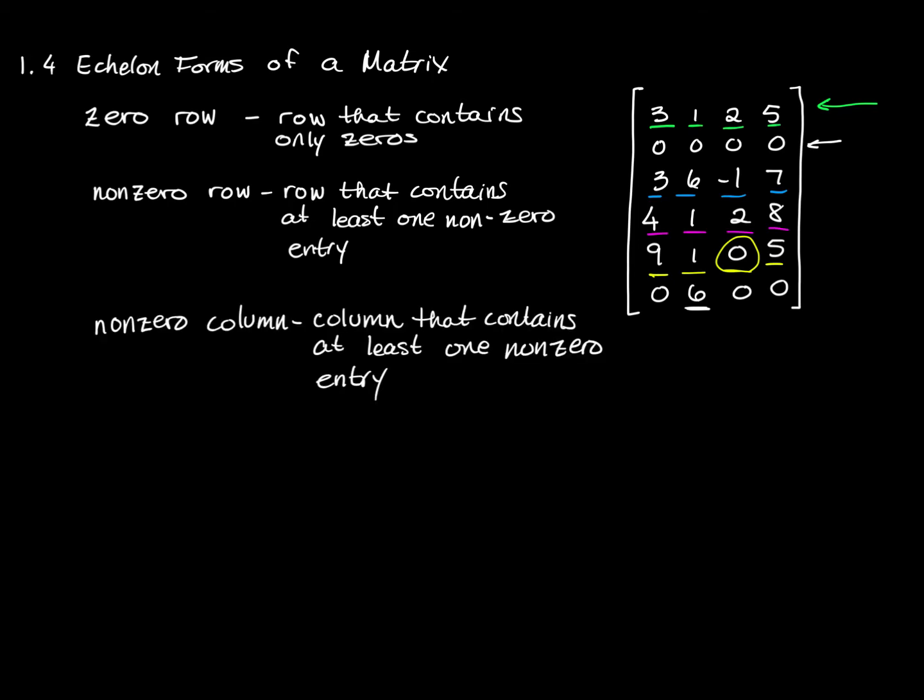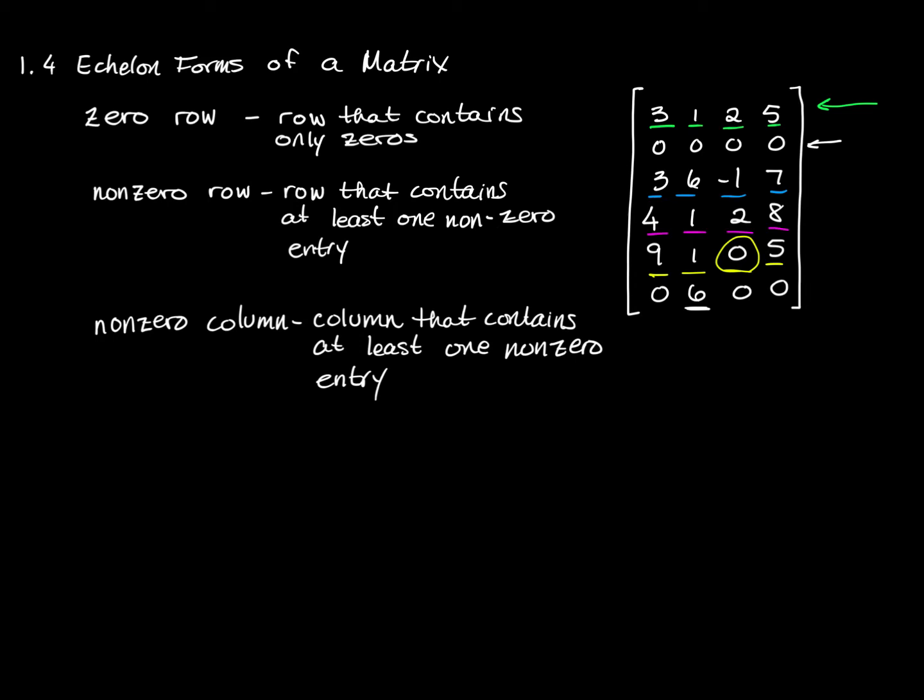Similarly, a non-zero column is a column that contains at least one non-zero entry. Every column in this matrix is a non-zero column because there are no zero columns. We don't really talk about zero columns, but a non-zero column contains at least one non-zero entry in the column. And for this particular matrix anyway, that's true of every column.